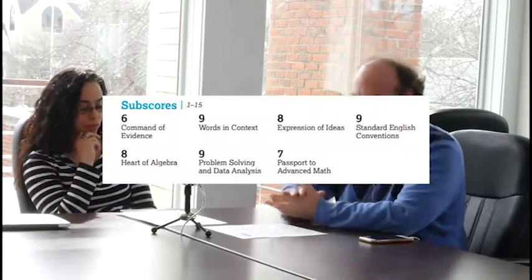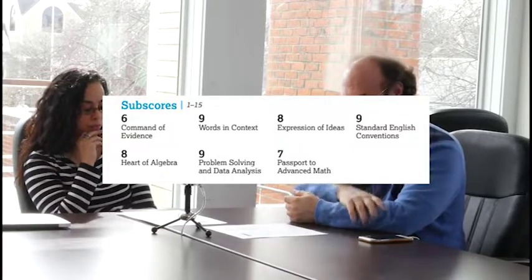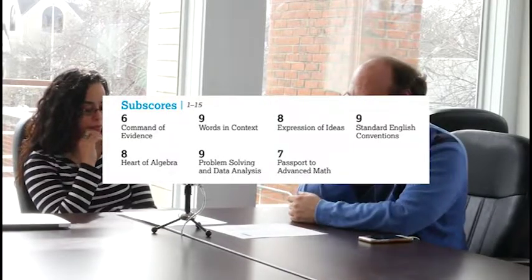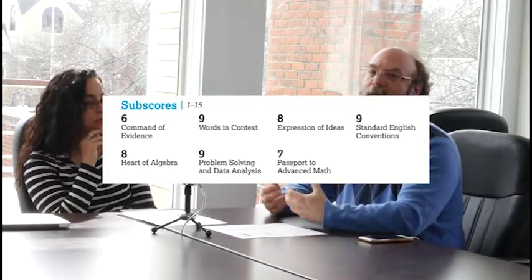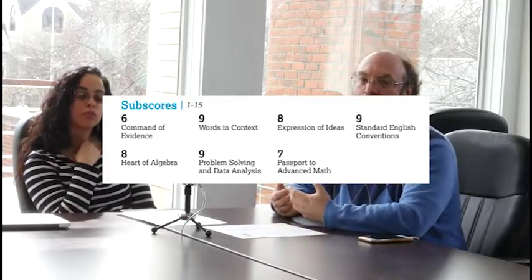And then as you get beneath that, you see subscores. They're on a scale of 1 to 15. And these are different topics within the reading, grammar, and math sections. Again, they might be diagnostic. And they seem to be pretty average given the range.